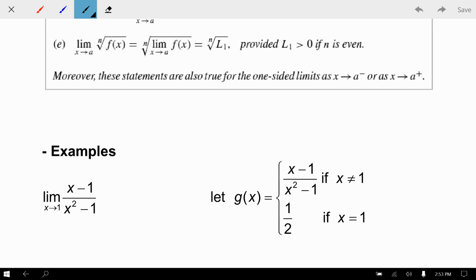And we talked a little bit about this last time, so I'm not going to spend a ton of time on this. But this first one, we have the limit as x approaches 1 of x minus 1 over x squared minus 1. So what I want you to do is just take a second, pause the video, and solve that.